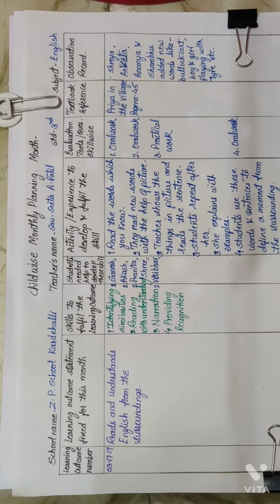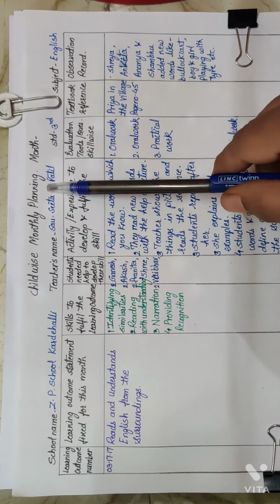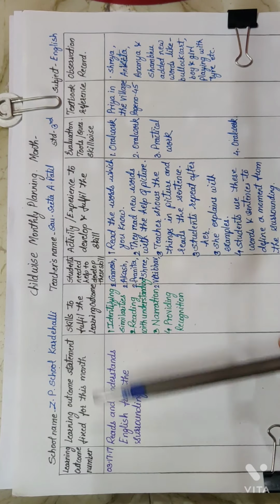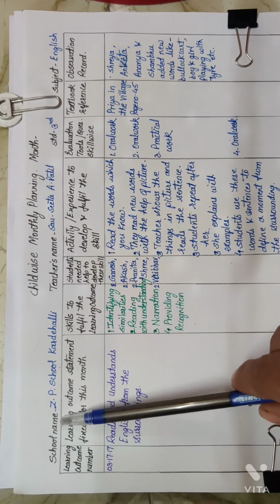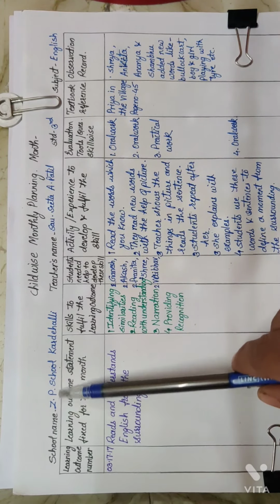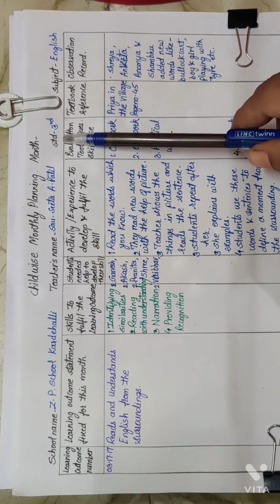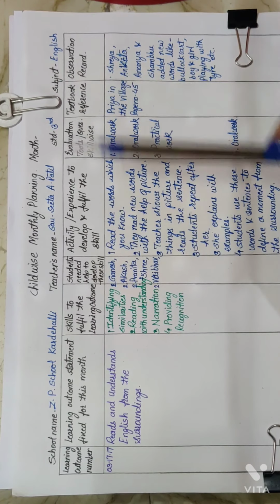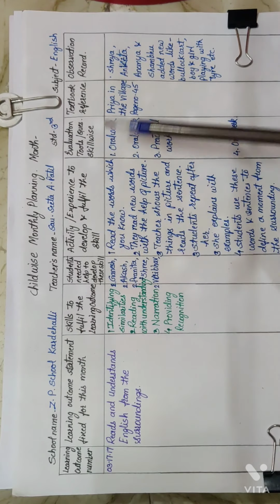Today we are going to see this chart. The name of the chart is Childwise Monthly Planning. We'll start from the first. School name: Jilla Parishad School Kardeheli. Teacher's name: Sau Seeta Appasaheb Patil. Standard 3rd, subject English. There are columns in this chart.